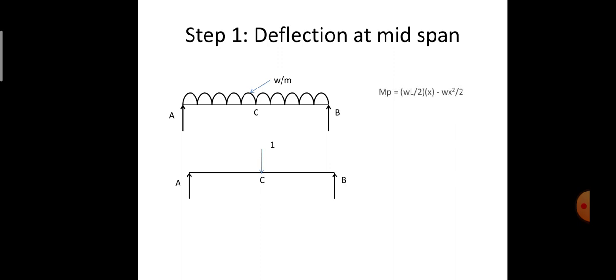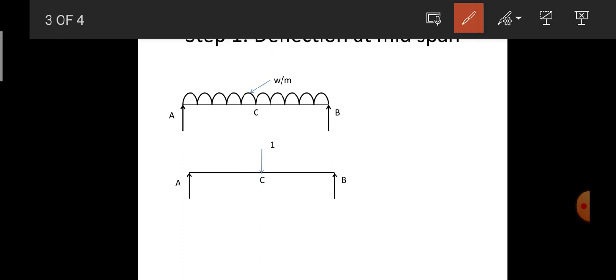Before finding the moment or deflection, I also assume a section at a distance of x from point A. From point A, I project this section onto the real beam also. I take the section at the distance of small x from point A.